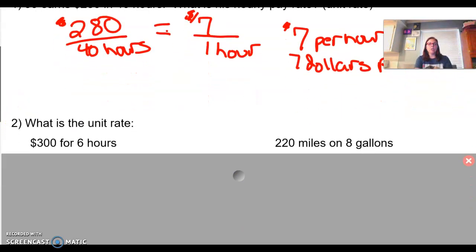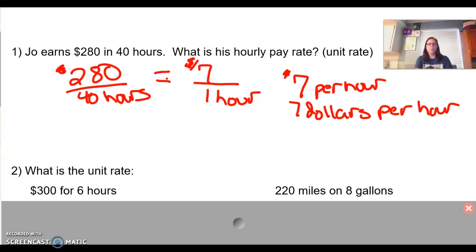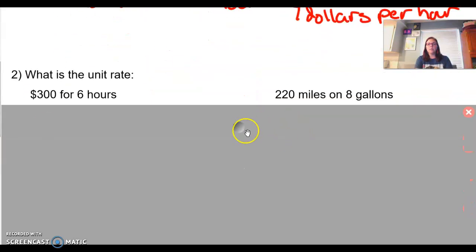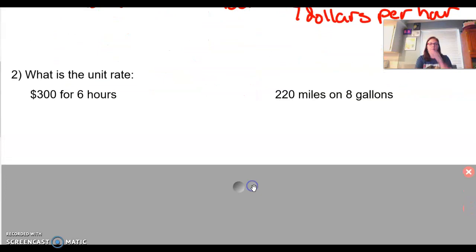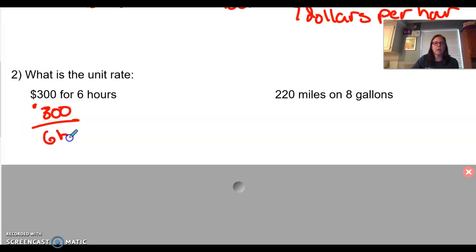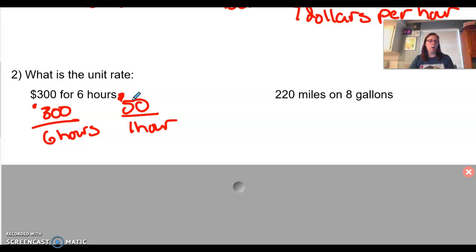So what is the unit rate? This one doesn't really tell exactly what we're looking for, but we're going to do $300 for 6 hours. We're going to assume it means, how much are you going to get for 1 hour? So 300 divided by 6 is 50. So $50 for 1 hour, or $50 per hour.